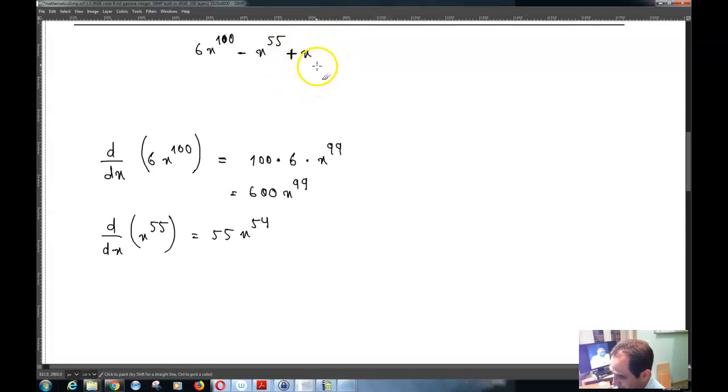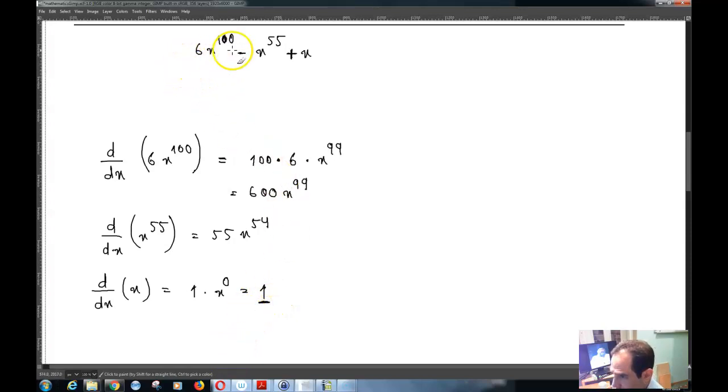This one over here is d by dx of x, which is equal to 1 times x raised to the power 0, which is equal to 1. So the derivative of x with respect to x is always equal to 1, because that's just a straight line with slope 1, and that is the slope that you can see over here.